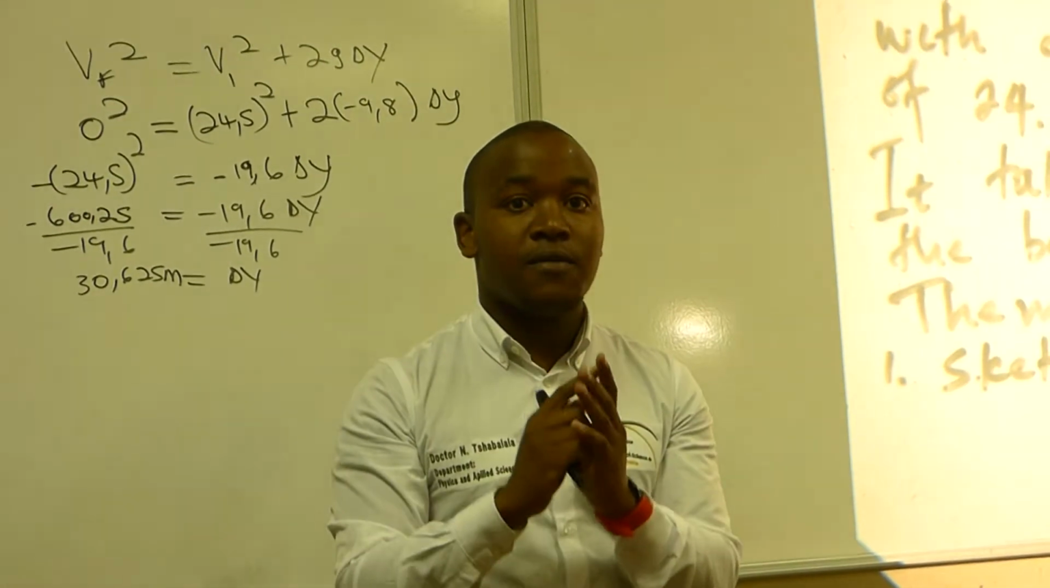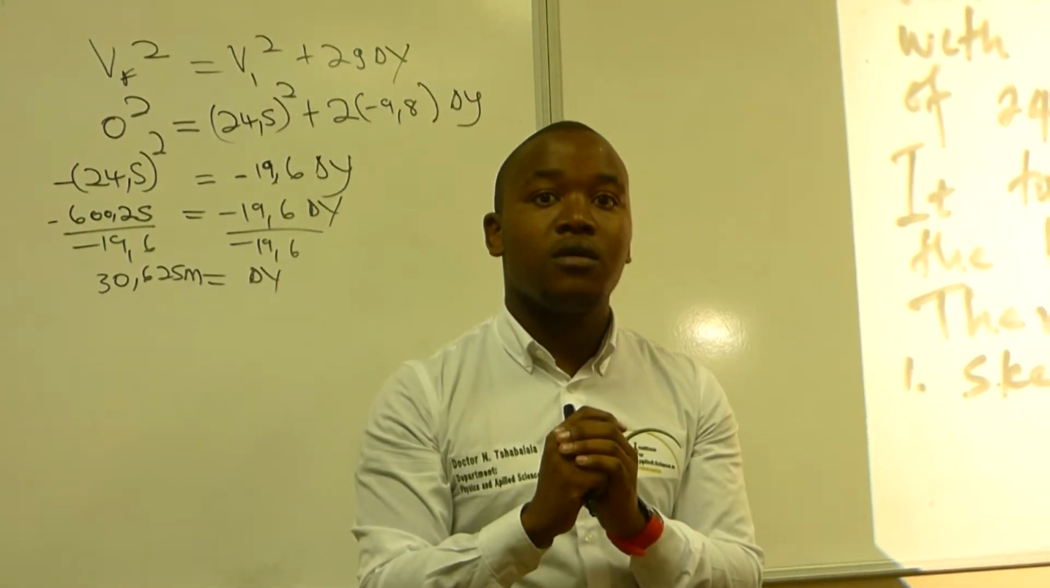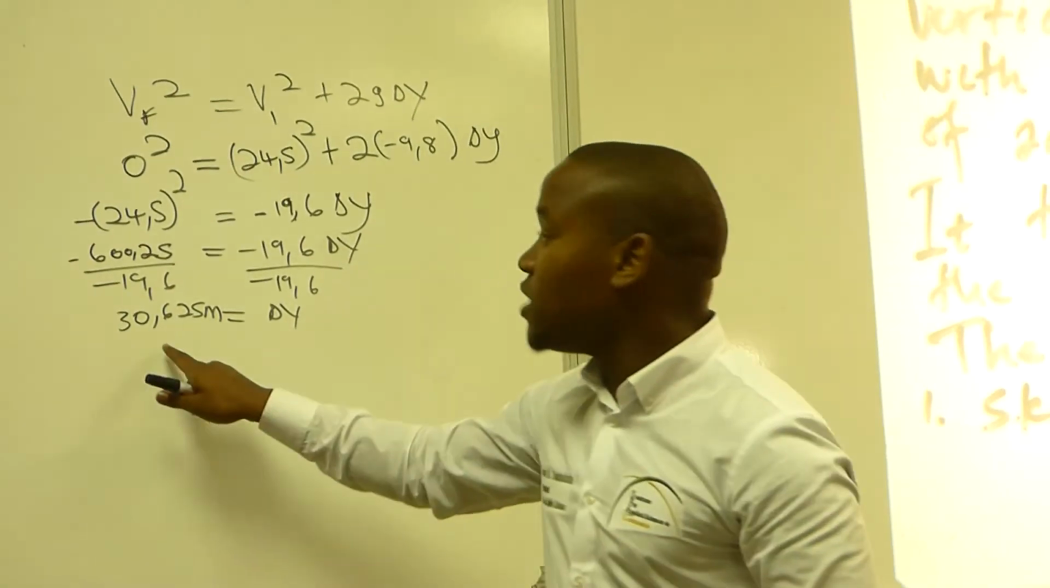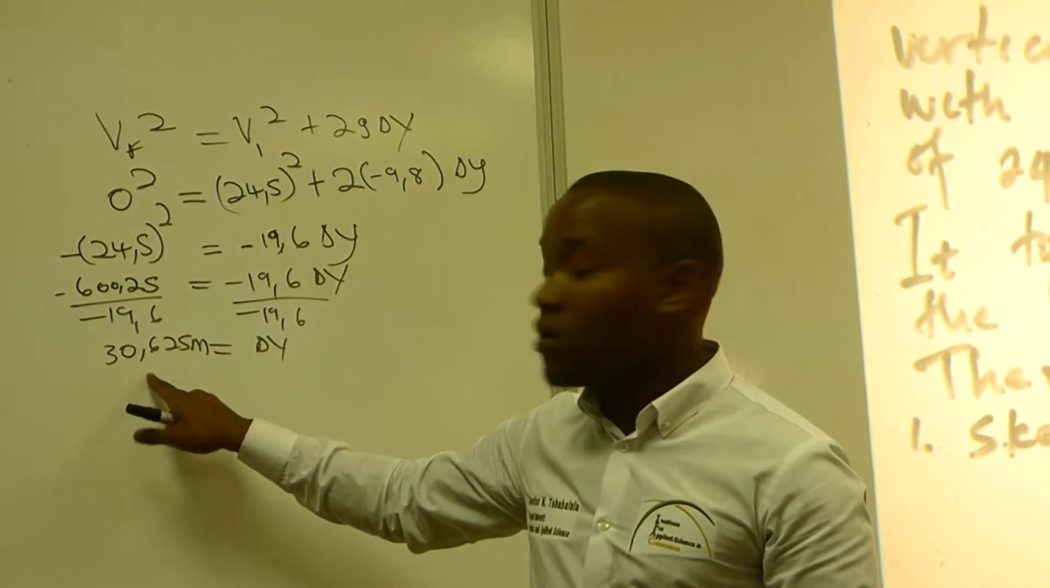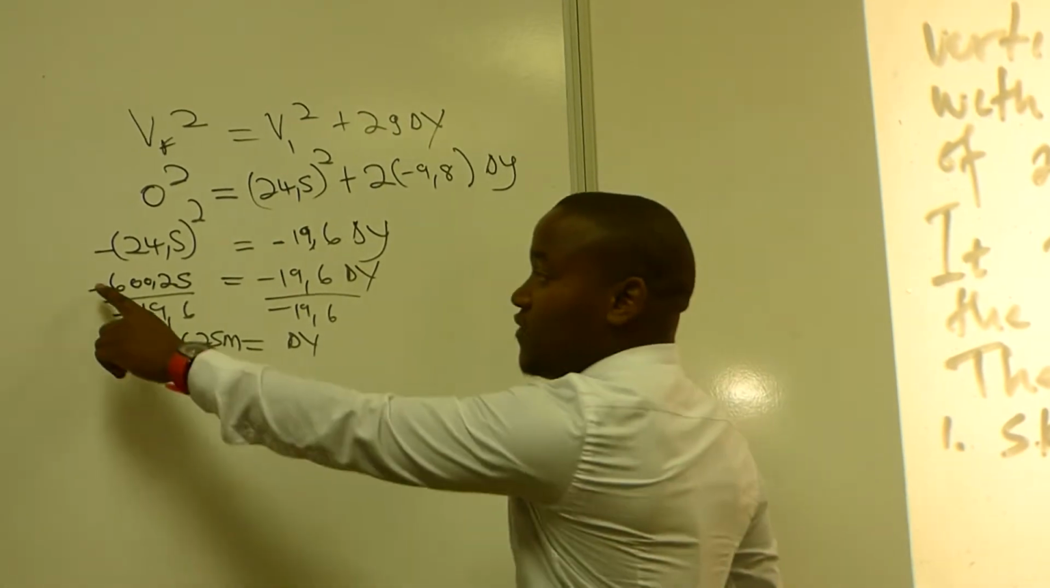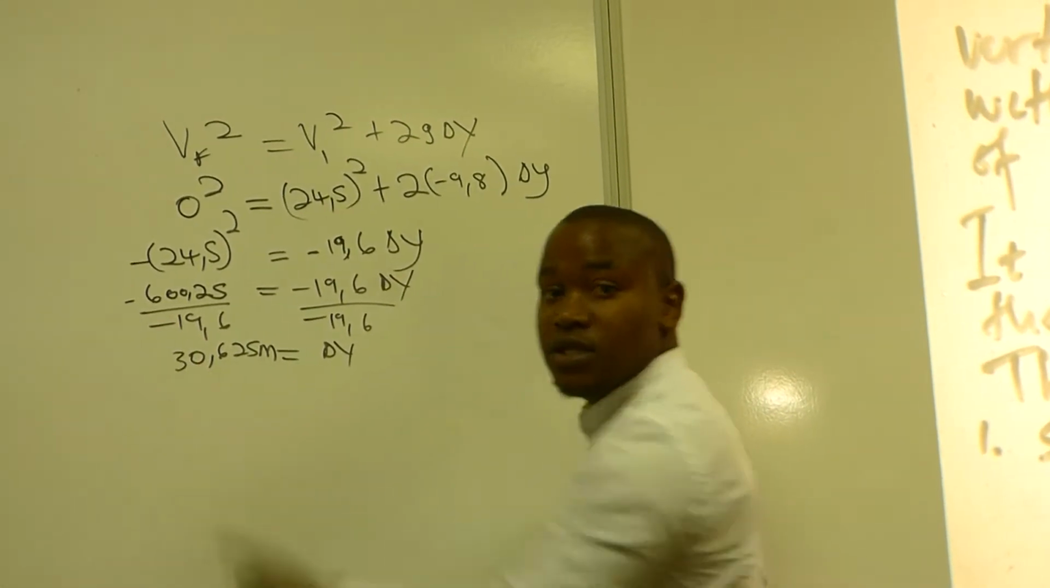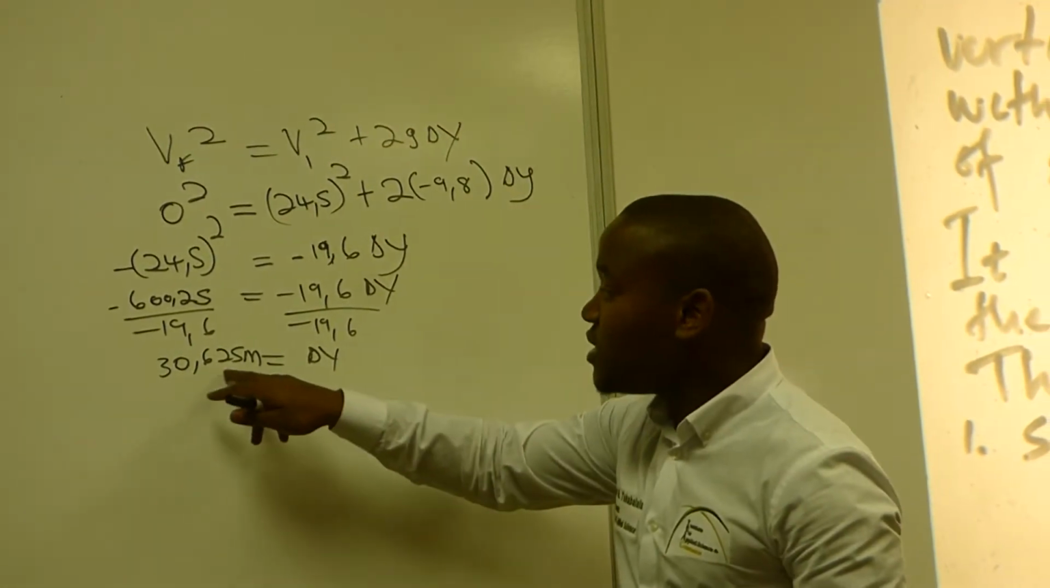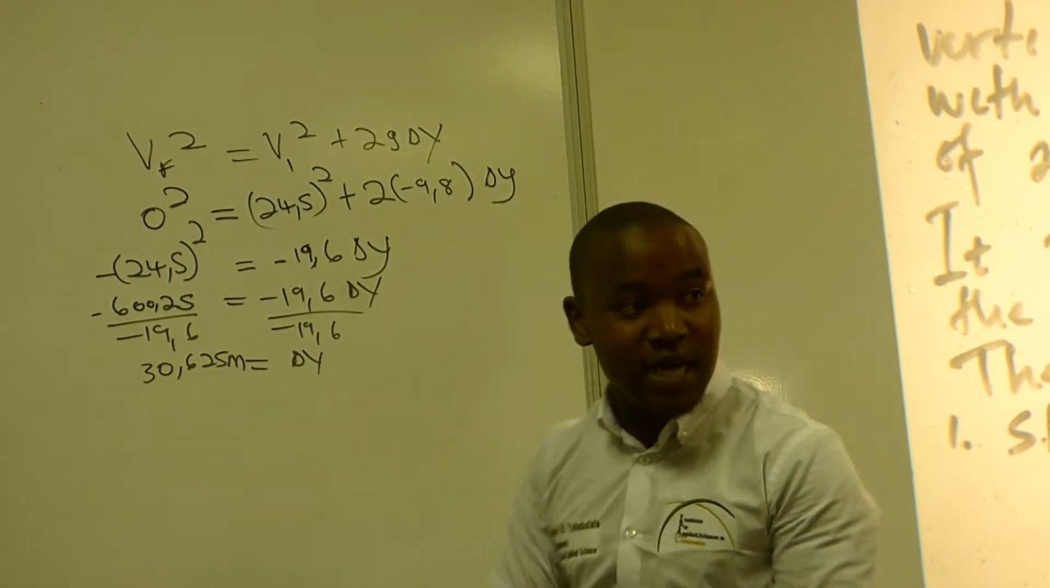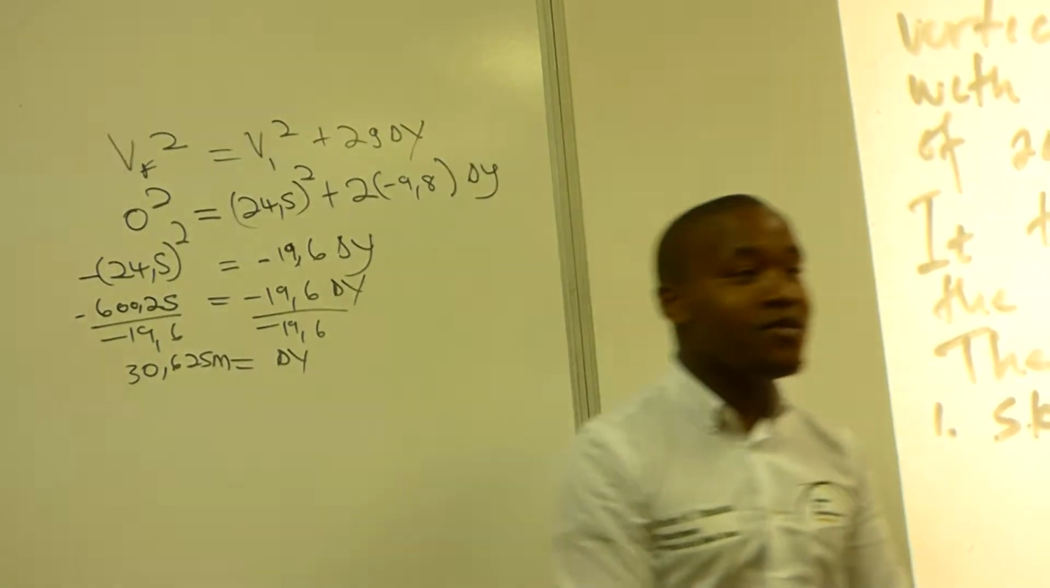Sorry, sir. Is our final answer going to be negative or positive? It's going to be positive. Okay. Good question. Negative divided by negative is positive. So it's going to be 30.625 meters. Very brilliant review.